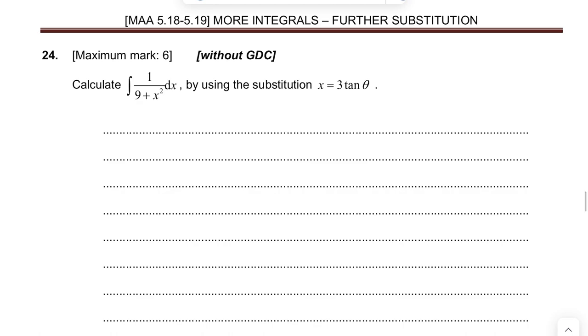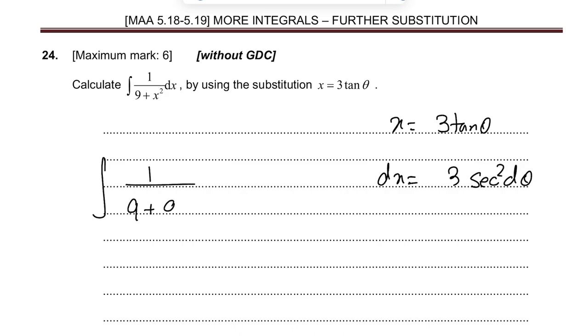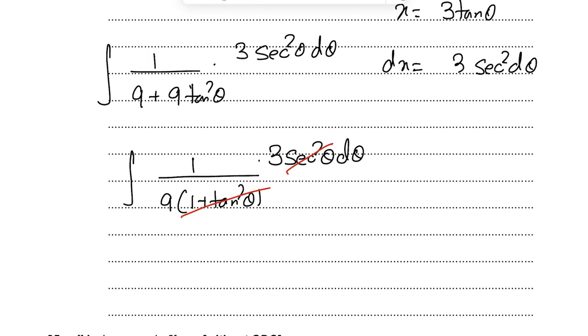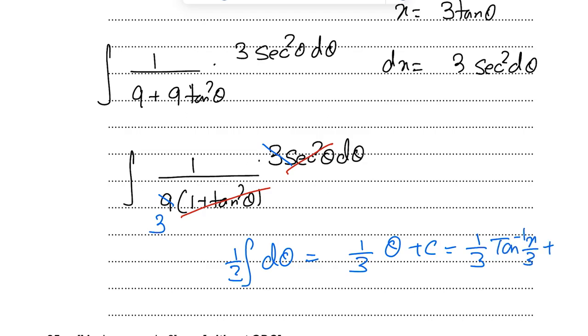Now come to question number 24. x equals 3 tan theta. So dx equals 3 secant square theta d theta. So it becomes 1 upon 9 plus 9 tan square theta, and dx is nothing but 3 secant square theta d theta. So 1 upon 9 common, 1 plus tan square theta, times 3 secant square theta d theta. Secant square theta and 1 plus tan square theta get cancelled. 3 and 9 get cancelled, so I am left with 1 upon 3 d theta. So which is 1 upon 3 theta plus c. What is theta? Theta is tan inverse of x upon 3, plus c.